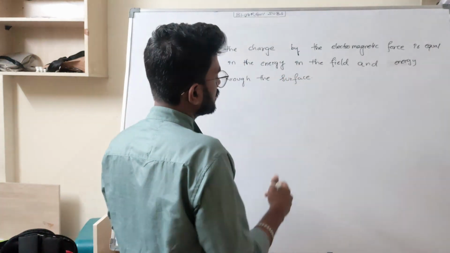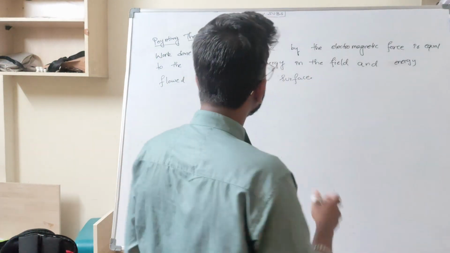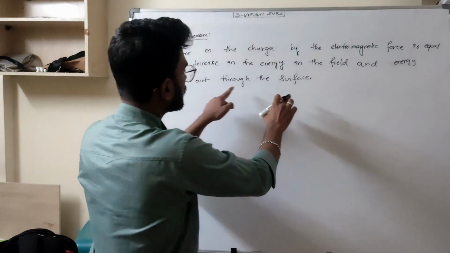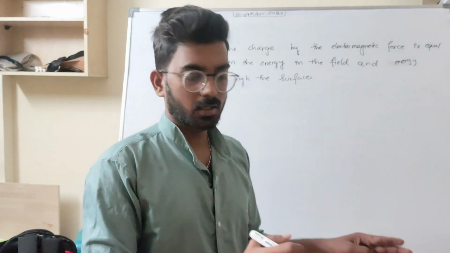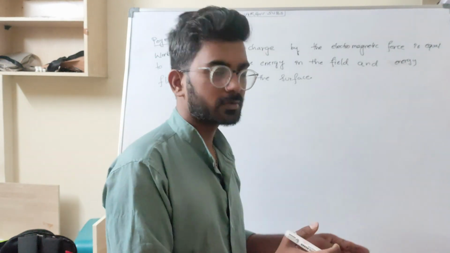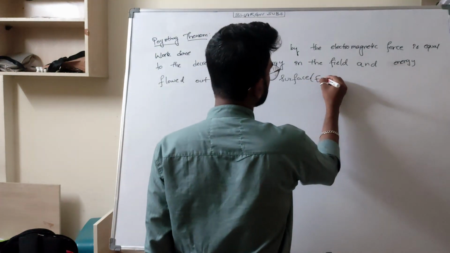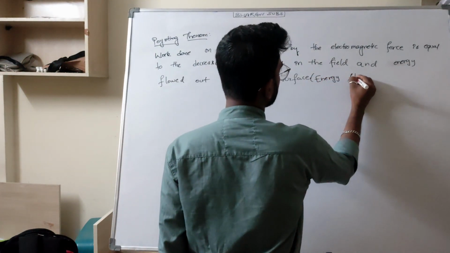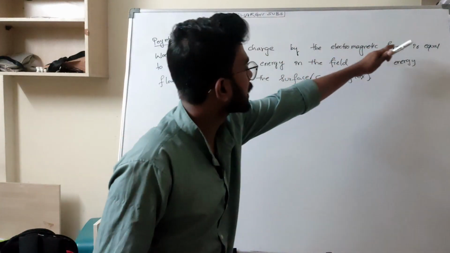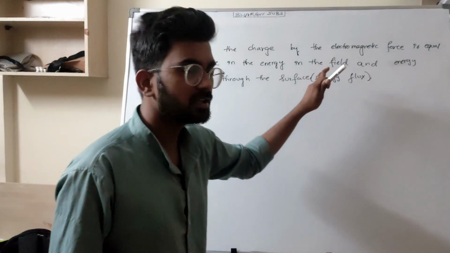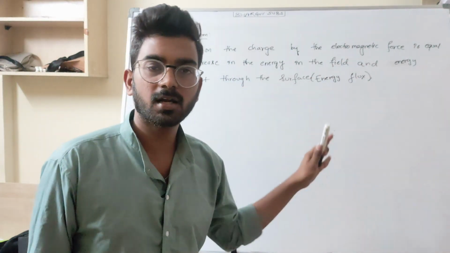Surface means dA, the surface area. Energy flowed out through the surface is also known as energy flux: how much energy per unit time is transmitted outside the surface. So this is the Poynting Theorem. Work done on the charge by the electromagnetic force is equal to the decrease in energy in the field plus the energy flowed out through the surface. This was regarding the Poynting Theorem.